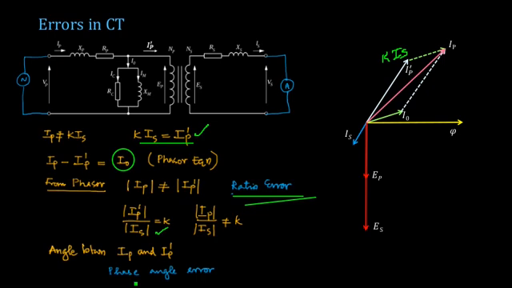Okay, now again you can see that there will be some angle between IP and IP dash. Due to this I0, there will be some angle between IP and IP dash. If you have an oscilloscope with you, you can measure these two. It will show the waveforms on the oscilloscope. So you will see that there is a slight phase difference between IP and IP dash. That phase difference is known as the phase angle error in a CT.